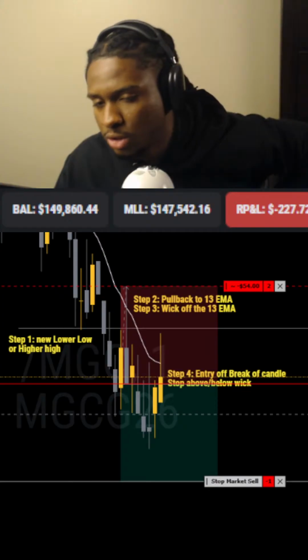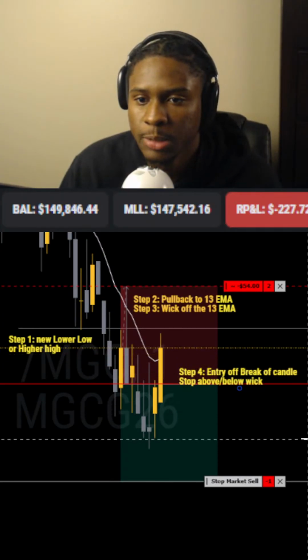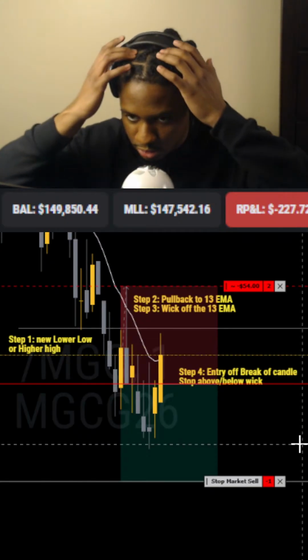Now we actually might get an opportunity to scale in here. The price holds this EMA. If not, may exit out early.